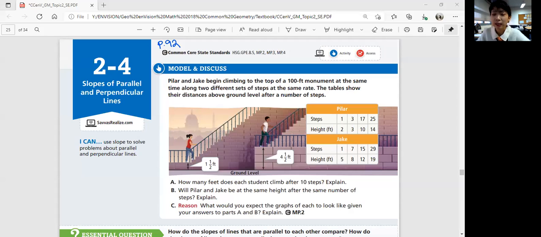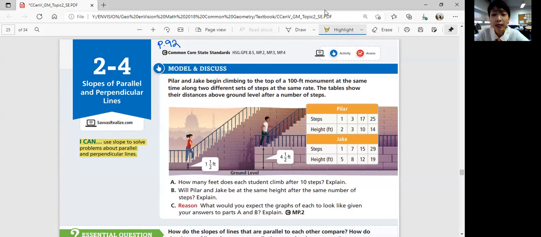All right, this is page 92. Lesson 2-4 is about slopes of parallel and perpendicular lines. By the end of this lesson, you should be able to use a slope to solve problems about parallel and perpendicular lines. Let's look at the model and discuss question.